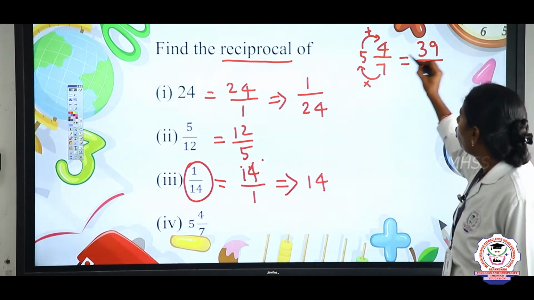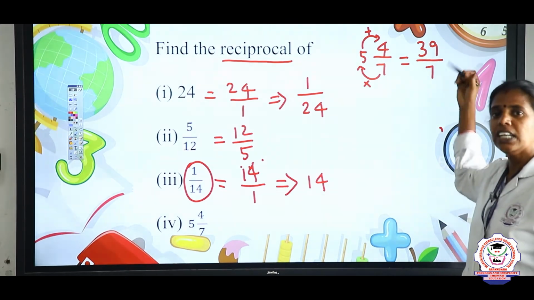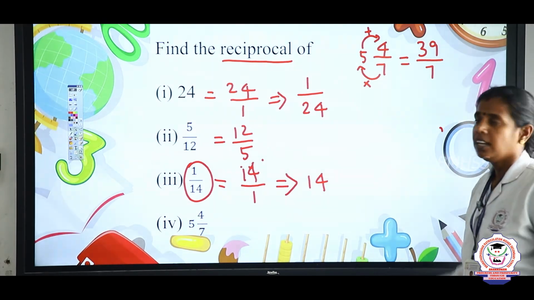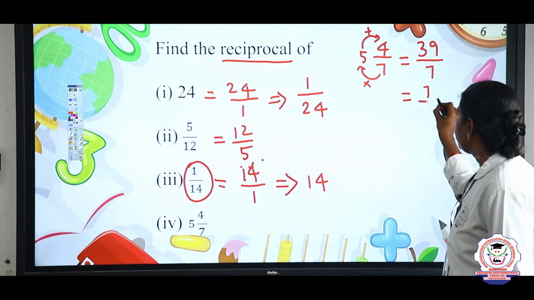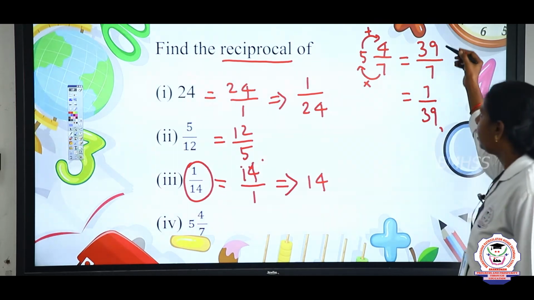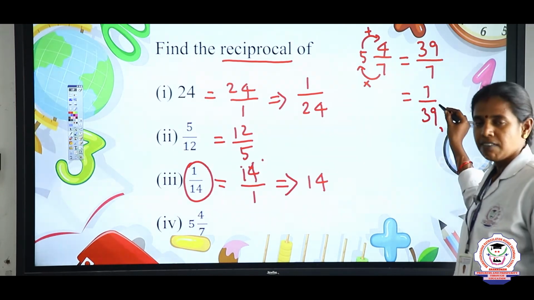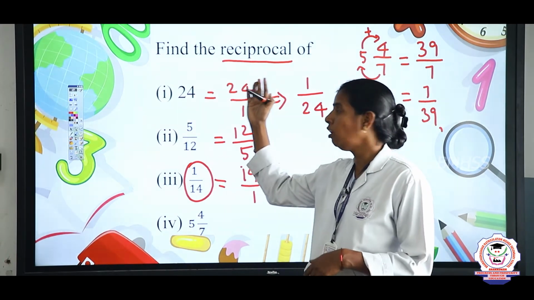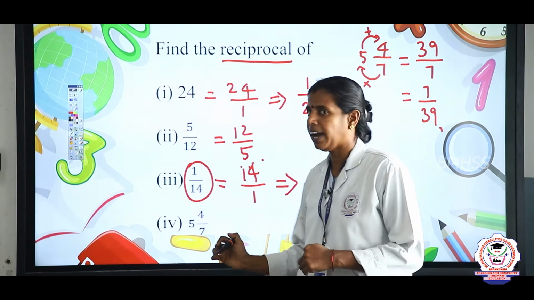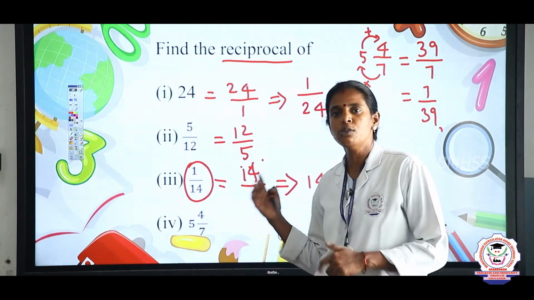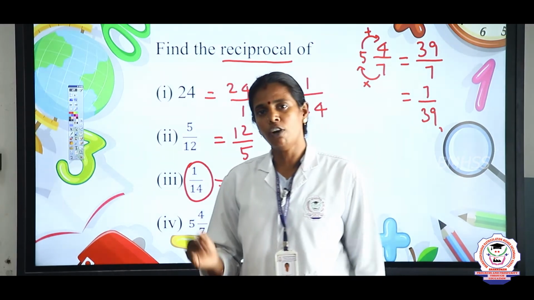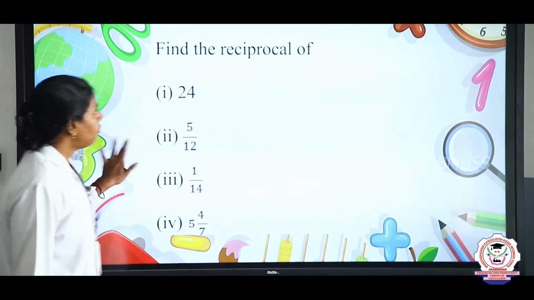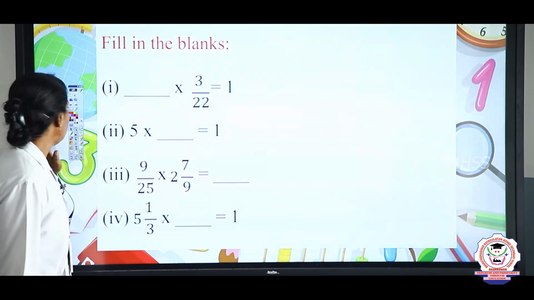Now we want to write the multiplicative inverse of 39 by 7. So what is the multiplicative inverse of 39 by 7? 7 by 39. So the multiplicative inverse of 39 by 7 is 7 by 39. Is it clear how to write the multiplicative inverse or the reciprocal of the following fractions, right? We are going to use the reciprocal in the division of fractions, children. The next is, if a blank is given like this, how to find the answer?